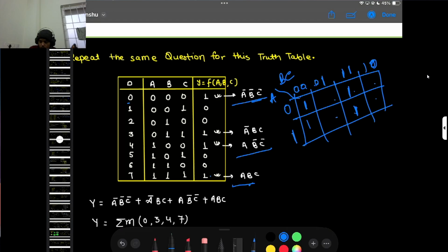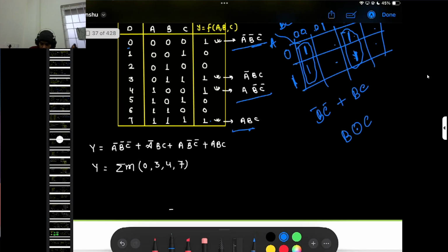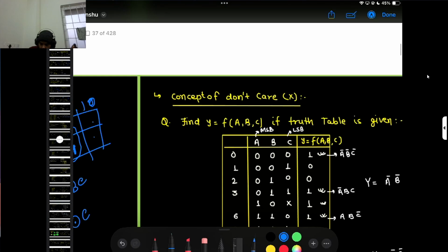Because if you follow this A1, select this whole row, and 1 1, select this row. So what is the common between these? So this is my ABC. This is this type of one. So this is my B bar C bar plus BC. So this is BC. So this is B X not C. So that's my answer.